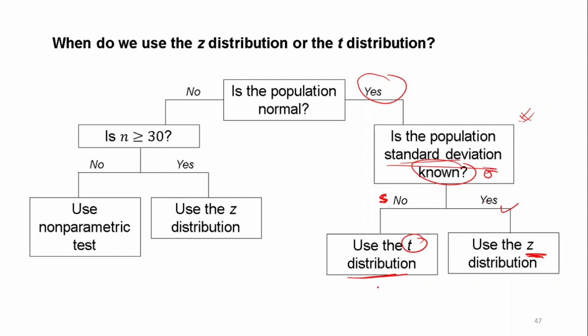Now, is the population normal? If your population is not normal but your sample size is greater than 30, you can use the Z distribution. But if your population is not normal and the sample size is also less than 30, you need to use a non-parametric test. For non-parametric tests, you will learn in chapter 9: the Wilcoxon test, sign test, and Mann-Whitney test.